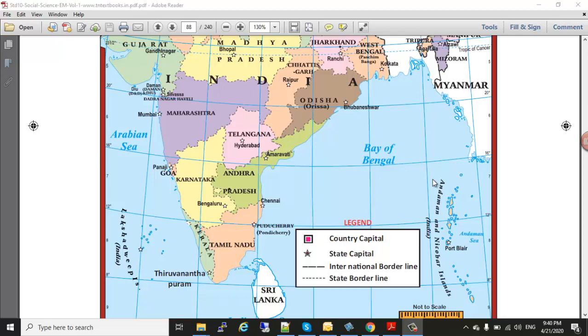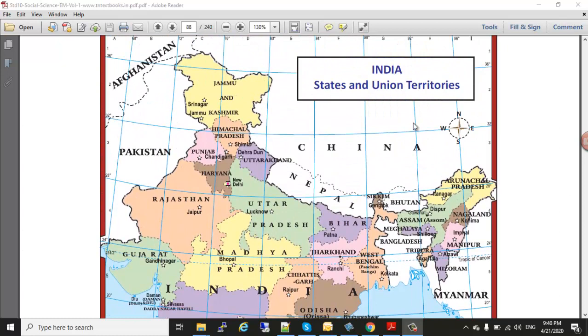Yes, we can. For your convenience, I have the political division of India map as the first map. Once again, I'm revising with you, children. I'm going to show you and explain the locations. First, we need to understand the states and union territories of India. You know how many states and union territories there are, and for your notice, one more time we are going to revise it.